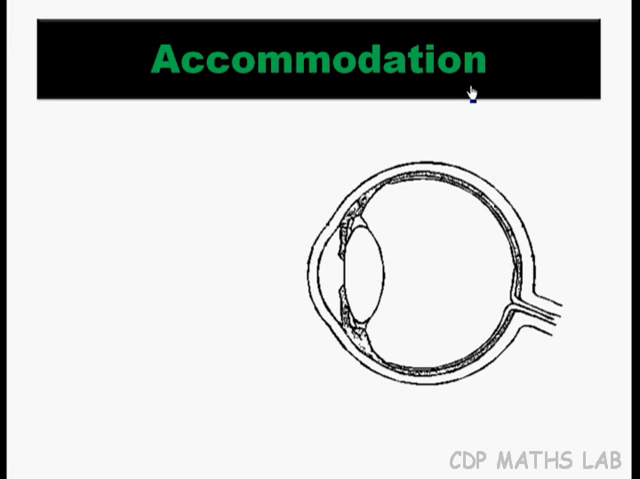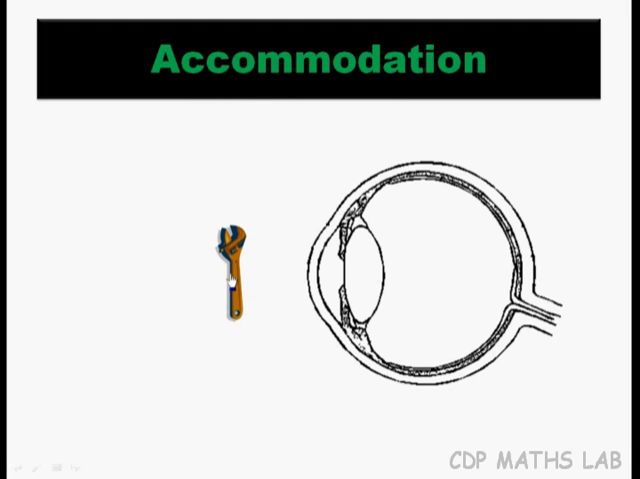Meaning that they will find space for you, they'll hold you right there, or they will make changes just to facilitate you staying there. So it is the act of making changes to facilitate something to happen. That's the principle that we're going to look at: making changes for something to happen. All right, let us see how the eye carries out this principle of accommodation.